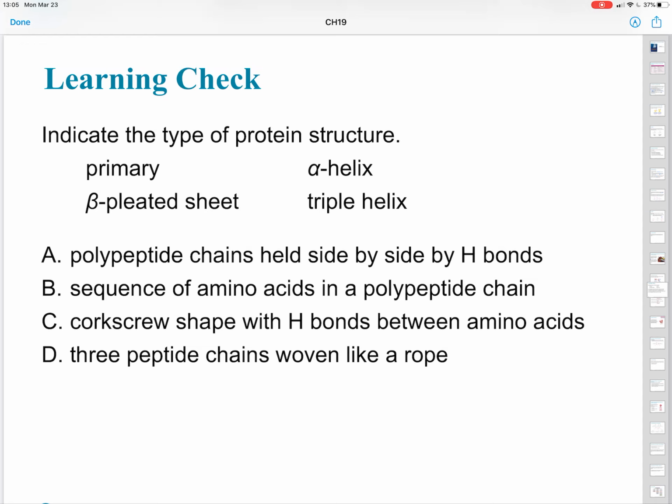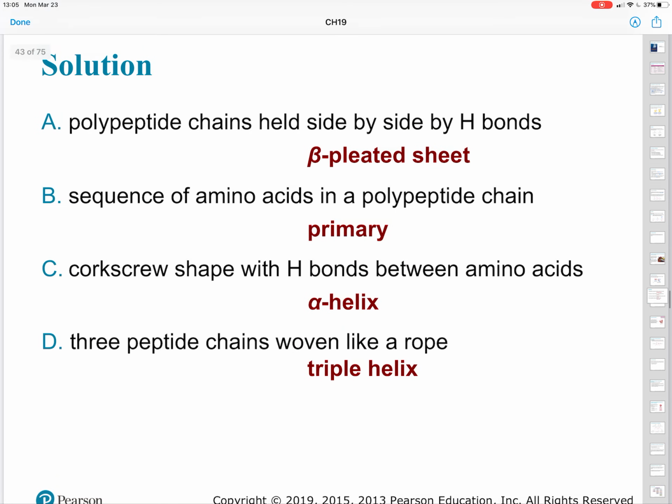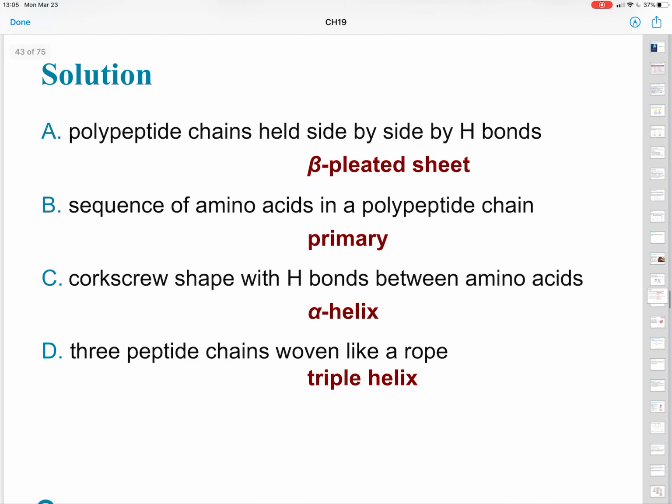So give this a shot. See if short-term memory is working. Polypeptide chains held together by hydrogen bonds: sheet. Sequence of amino acids: primary. Corkscrew shape: alpha helix. Three peptides: triple helix.